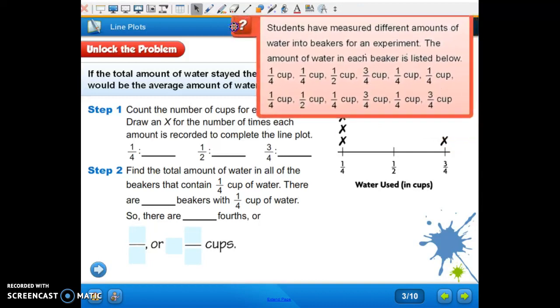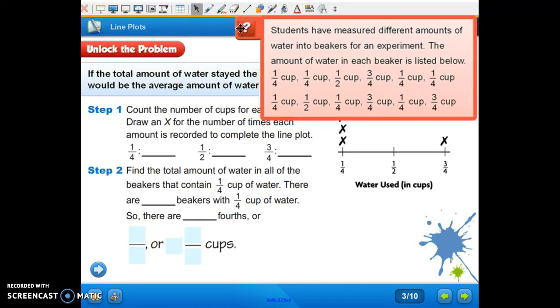Here's our problem for the day, for this page anyway. Students have measured the different amounts of water into beakers for an experiment. A beaker is a little glass kind of bottle that you use in science. The amount of water in each beaker is listed below. So there's 1/4 cup, 1/4 cup, 1/2 cup, 3/4 cup, 1/4 cup, as you can read on through those.